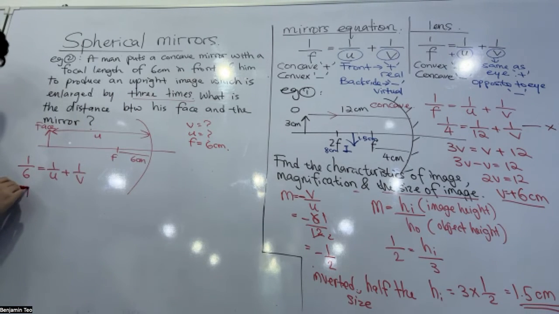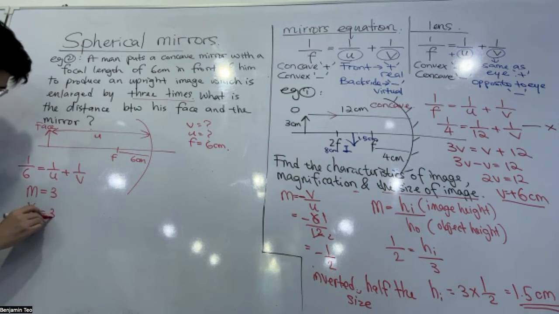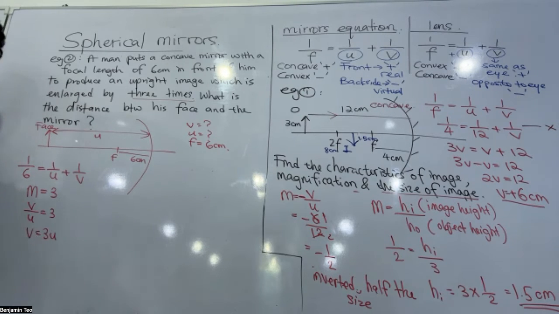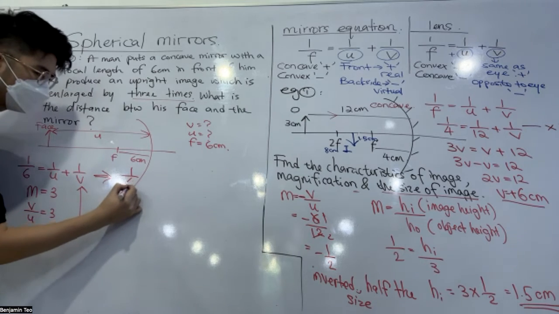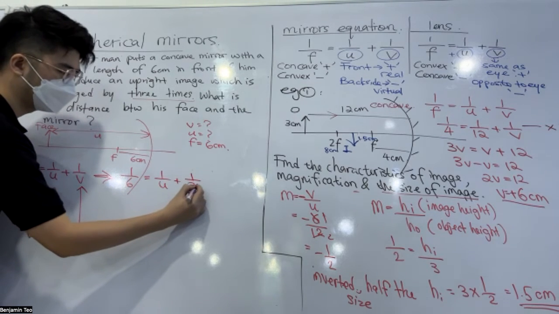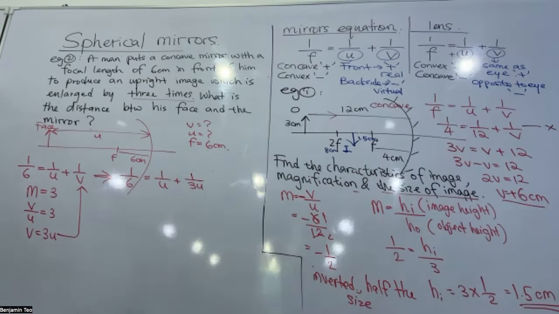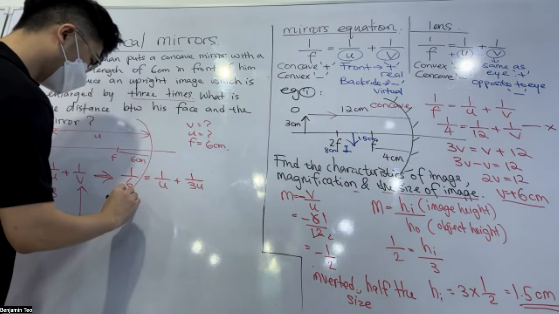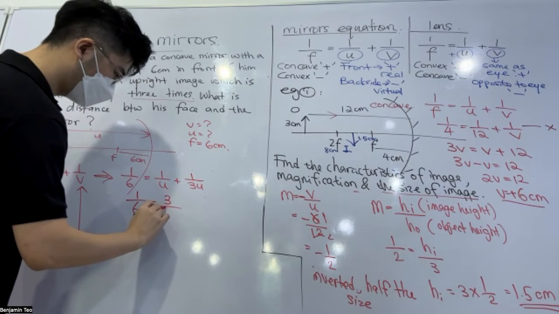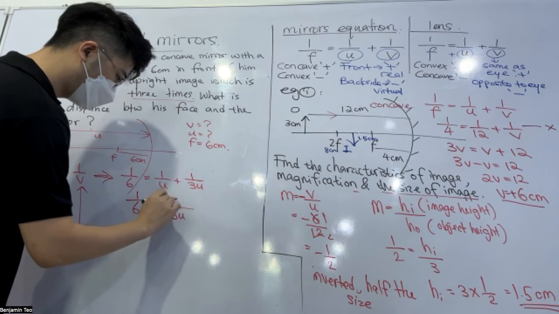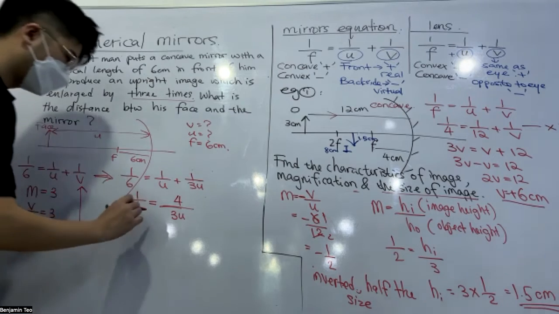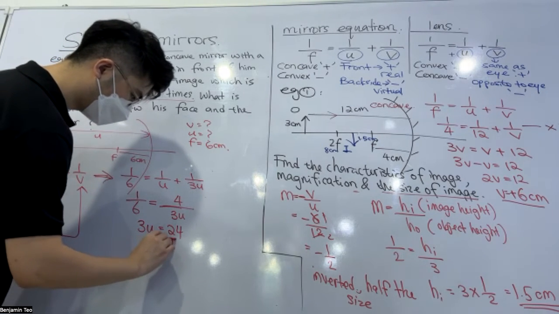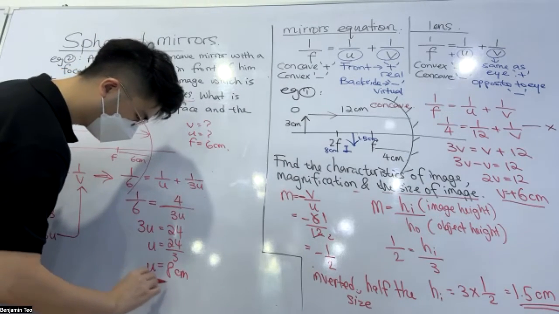Enlarged by 3 times means your magnification is 3. Magnification can also be V over U, 3. So V equal 3U. This one goes in here. 1 over 6 equals to 1 over U plus 1 over 3U. Okay, forward 3U. 3U equals to, U equals to 8 cm.